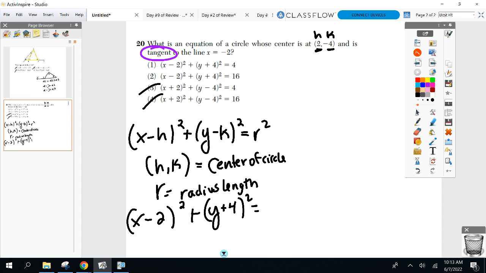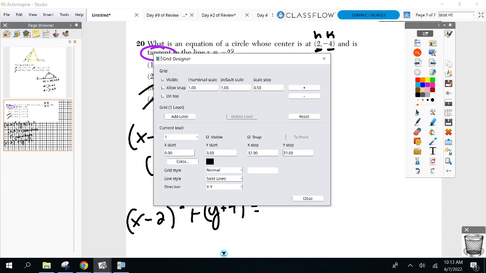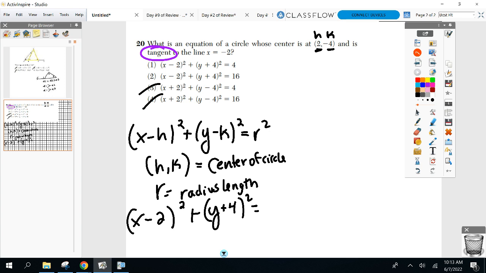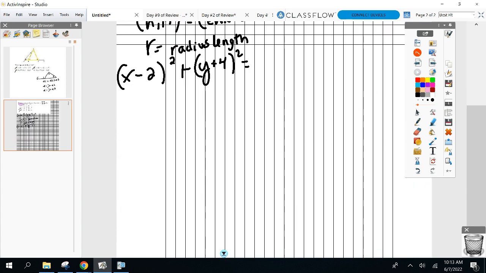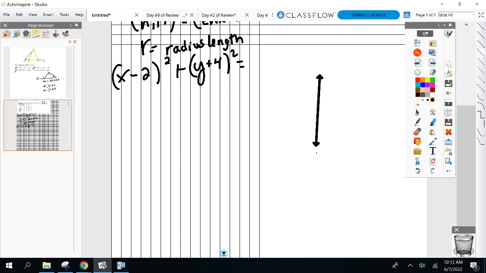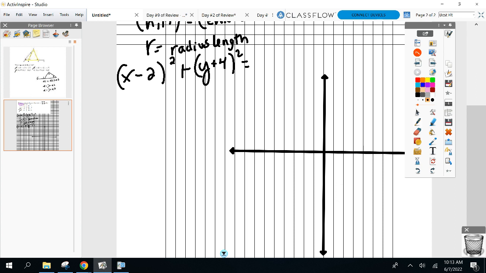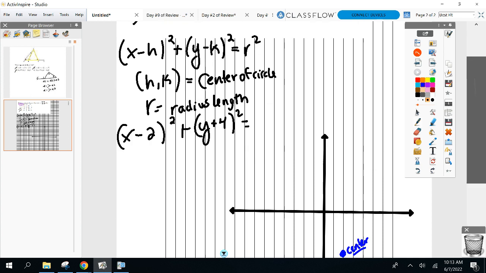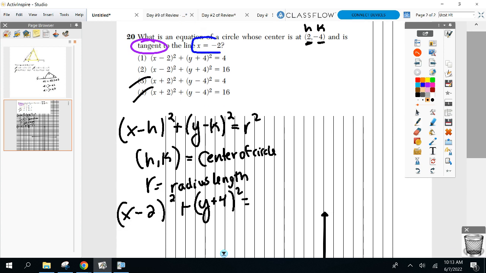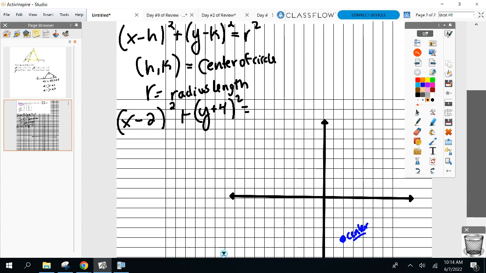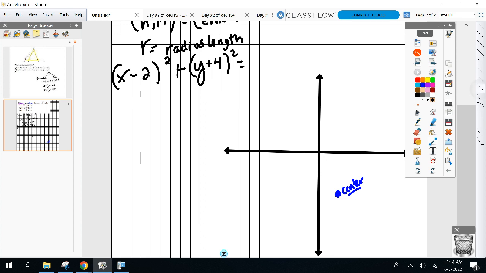So if I graph this one, let's see, grid, just so you guys can see what's going on here. 2, -4, x equals -2. So here's the center. This is, I'm telling you, a tough one. Anybody remember what this looks like? X equals -2. What type of line? Vertical line. Yep. So this is going to be x equals -2. It's this line right here.